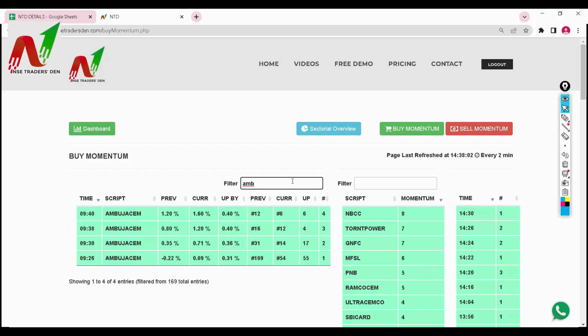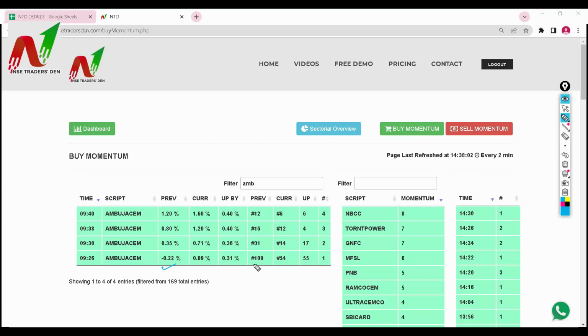On typing out Ambuja, you can see that the first bulk order came at 9:26 a.m. in the morning. While checking out, you can see that the price before the bulk order was negative. So until 9:26 the price was negative. After the first bulk order came, the price turned positive. This shows that there's a buying momentum out of a bulk order.